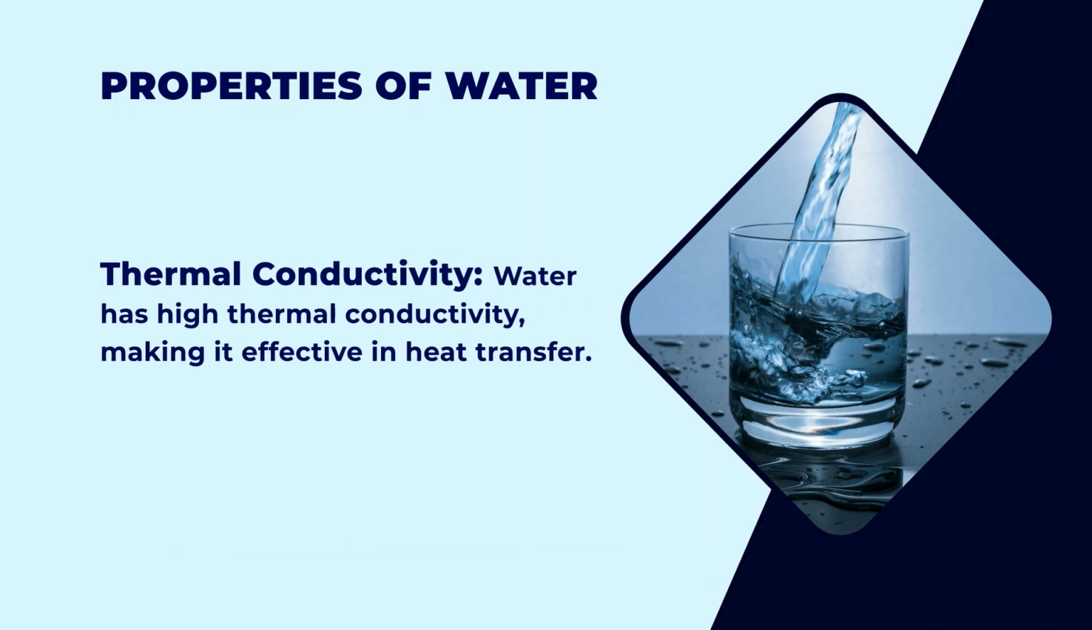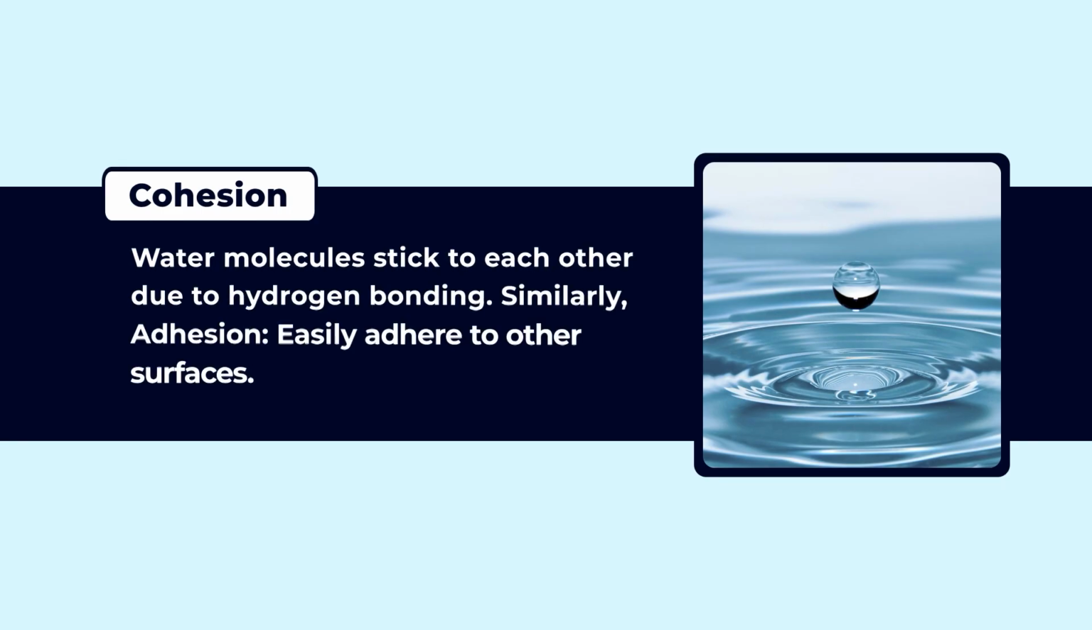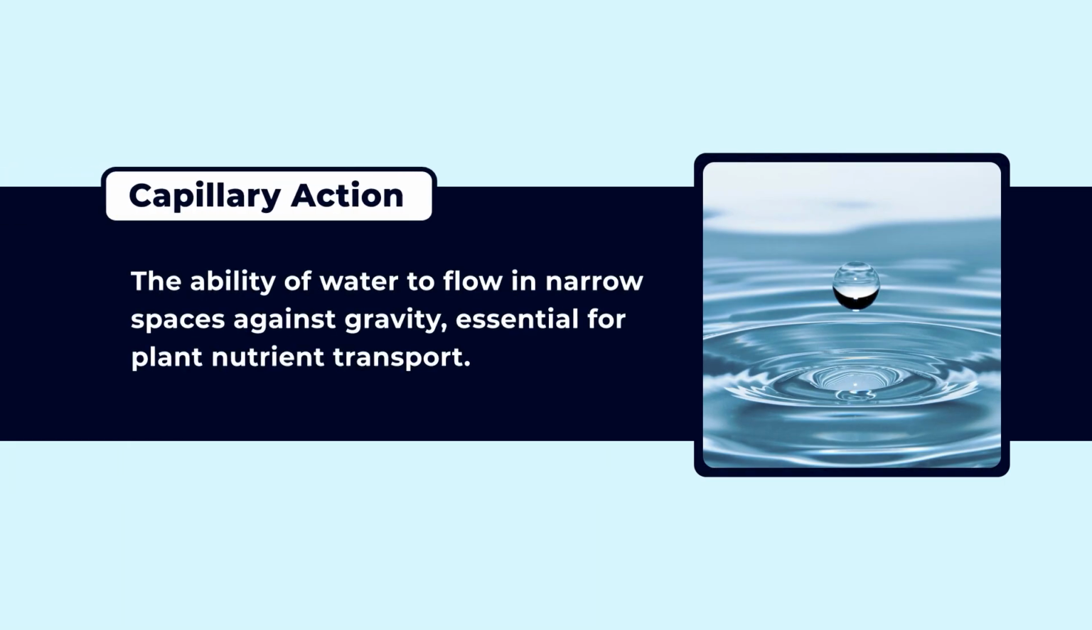The thermal conductivity is also very high, and it is effective in heat transfer, and we use this in many processes. Similarly, there is good cohesion force because of hydrogen bonding, and adhesion is also good. That's why you can see that water sticks to other surfaces. It also exhibits capillary action, so it can flow into narrow spaces, which is essential particularly for plant nutrient transport.